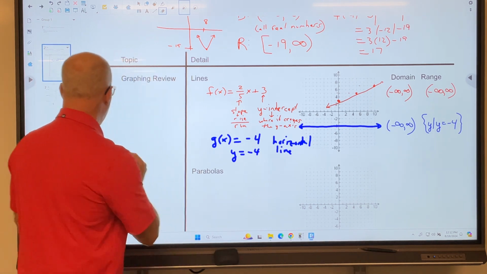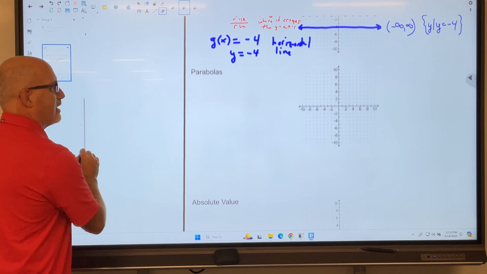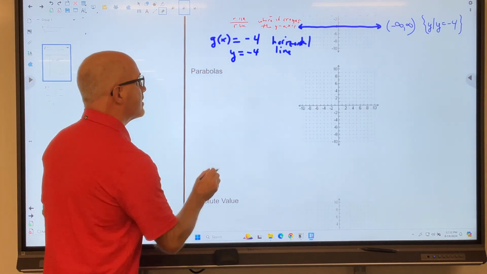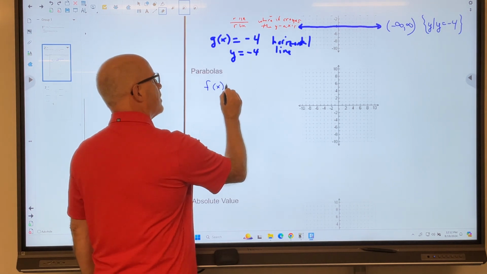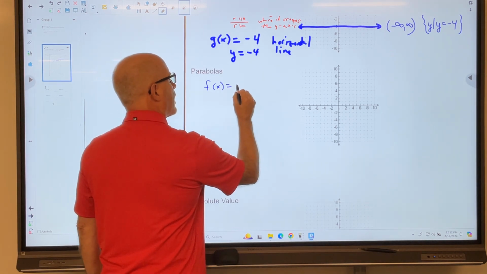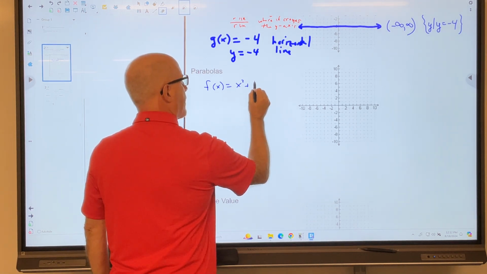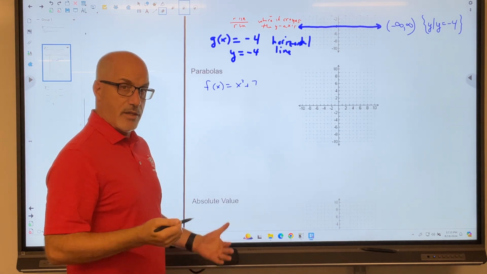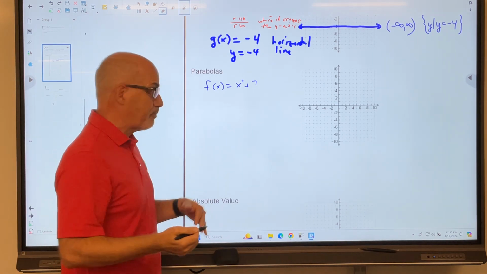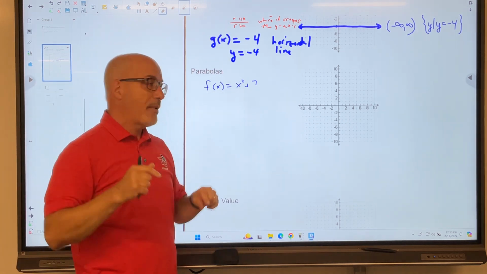All right, let's go down to parabolas. Let's review a parabola graph. For instance, we might try f of x equal to x squared plus 7. What you want to do is either put it in your graphing calculator, but we know this is going to be a U, and it's going to go up and down.